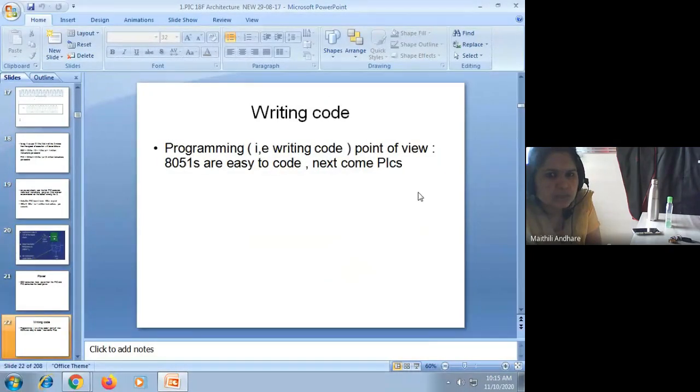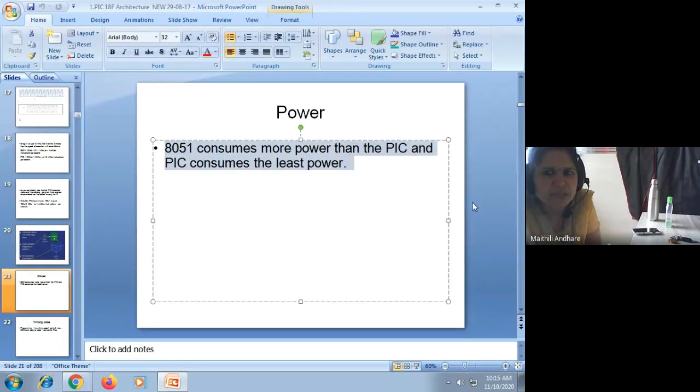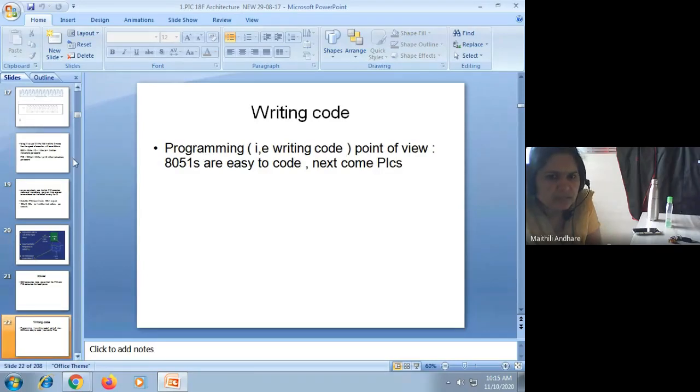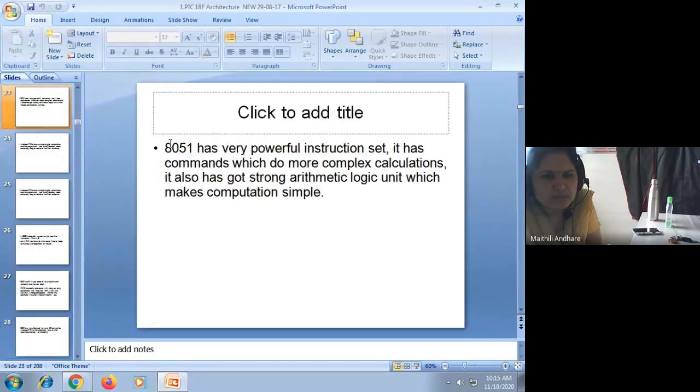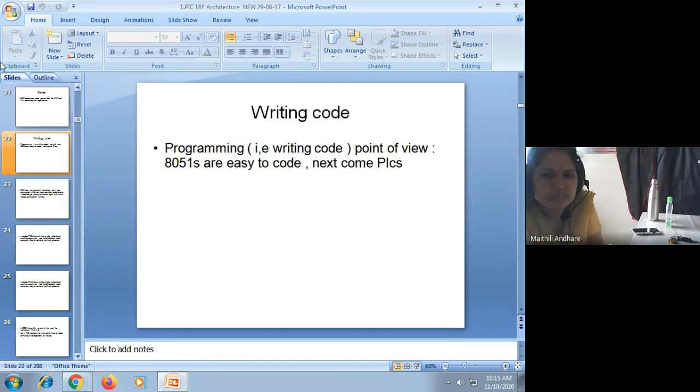Related to power consumption also, 8051 consumes more power than the PIC, and PIC consumes the least power. So that is a very important advantage of the PIC microcontroller family. Why go for the PIC? Why this is so, we will discuss in the peripherals also, but a number of features are added in the PIC microcontroller. That's why the power consumption is less, and there is no need to connect external peripherals or external devices. So that is one of the points related to that.